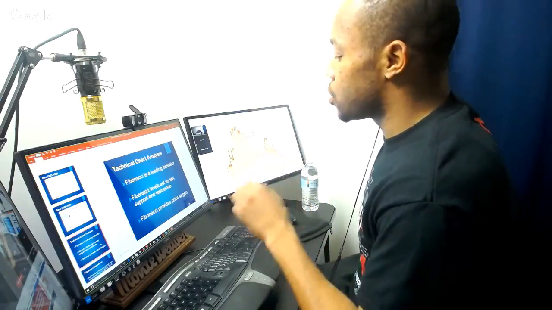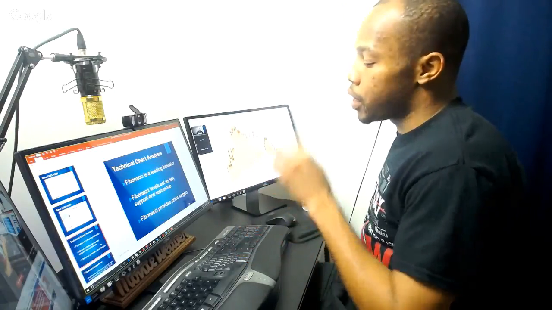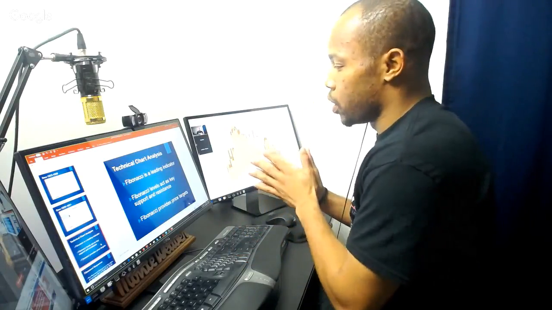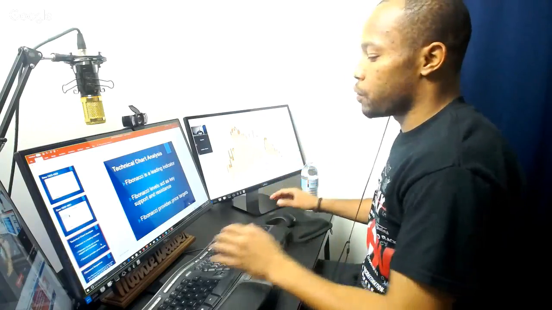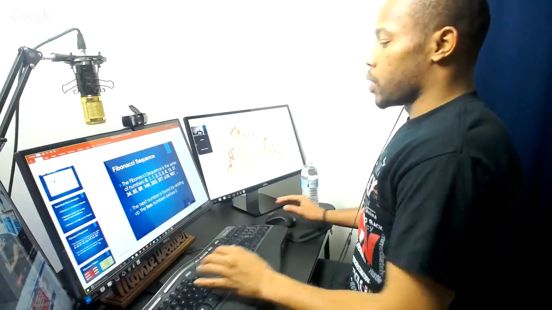Fibonacci levels act as key support and resistance layers. So we kind of saw that in the chart. And they give you price targets as well. So these are some advantages of Fibonacci. So let's break this down a little bit.